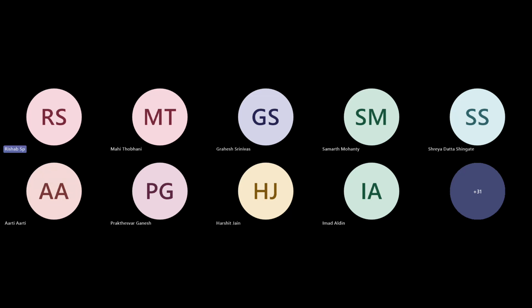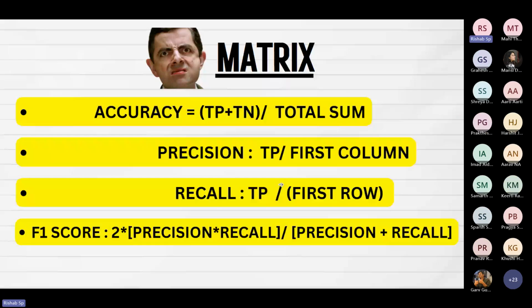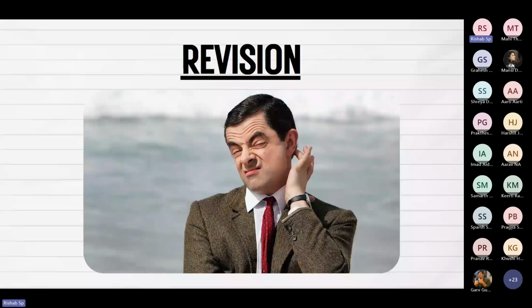That's all about confusion matrix. Now, till now, we have discussed what forecasting is, basically predicting future values using past data. There are two types of forecasting methods. First is the regression method. Second is the time series analysis. We have discussed regression methods. We have linear and logistic regression methods.